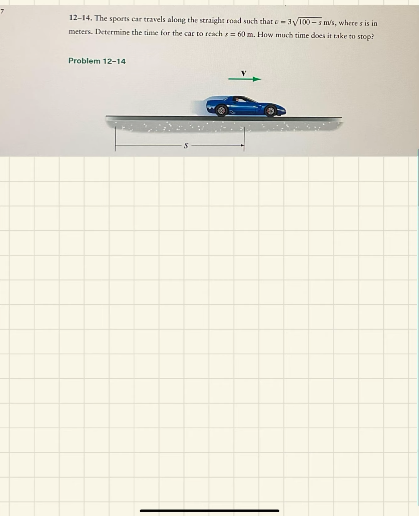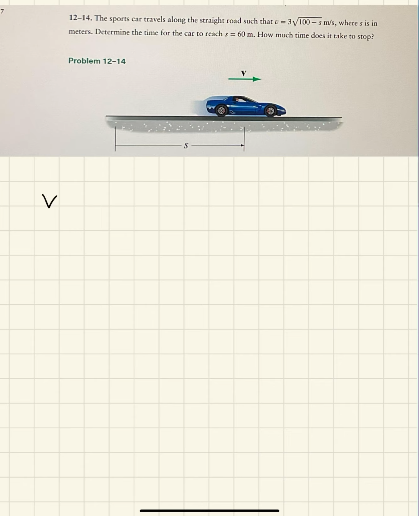It says the sports car travels along a straight road such that v equals 3 square root of (100 minus s) meters per second, where s is in meters. Determine the time for the car to reach s equals 60 meters. How much time does it take to stop?